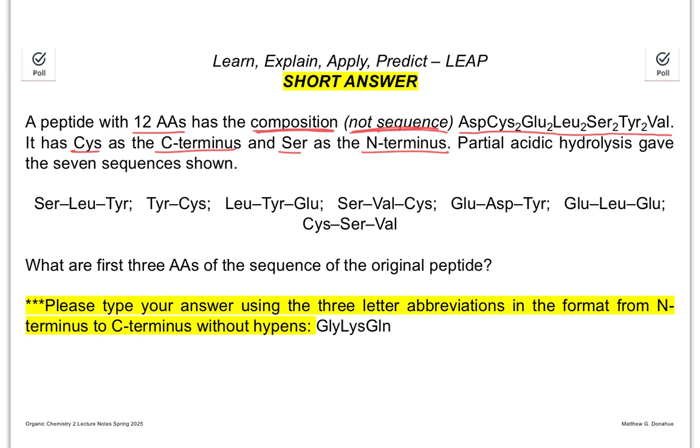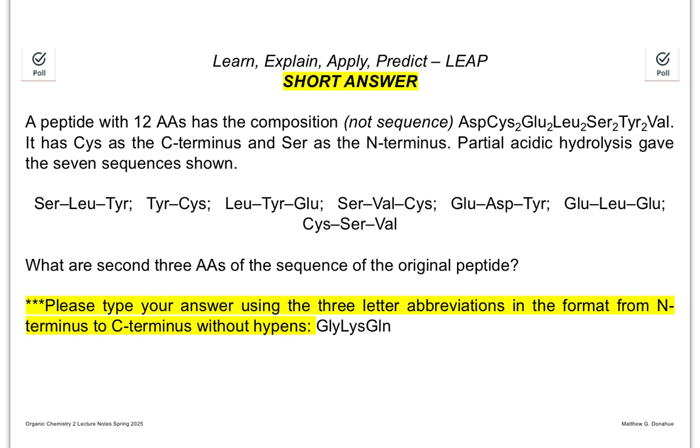So the first question here is, what are the first 3 amino acids of the sequence? So looking at that, using the information known, again, operating from the N to the C terminus, you want to put these fragments together so that you get the exact sequence. So what are the first 3 amino acids? What are the second 3 amino acids?